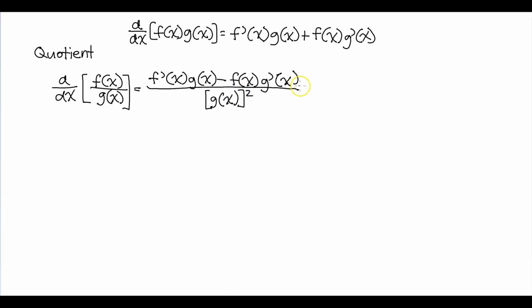To make matters even worse, there is a squared quantity below it. So I would condense it to make f prime g minus f g prime over g squared, where f is your top function and g is your bottom function.